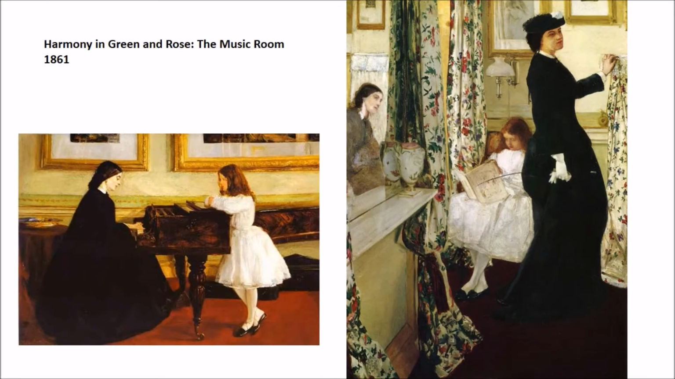the coast. So we return to the same music room in the Harmony in Green and Rose, the music room from 1861. We can see the young niece is actually in both of the images there. So we have her sitting in a chair with a book open.